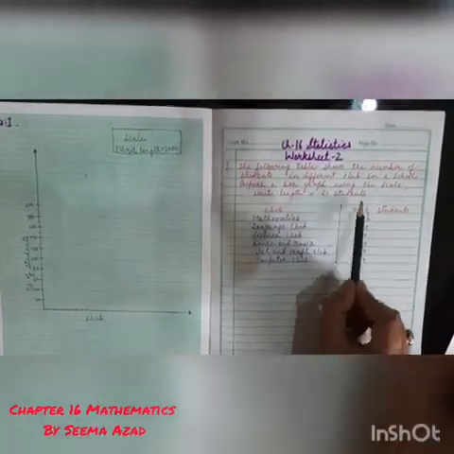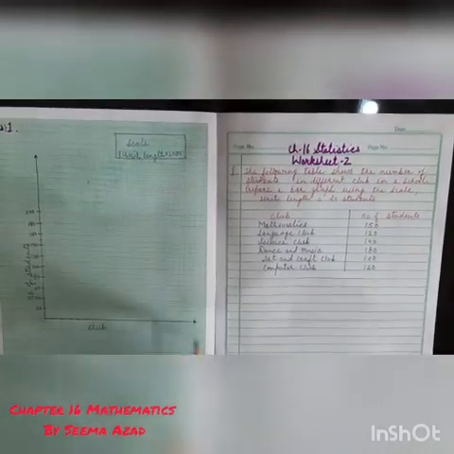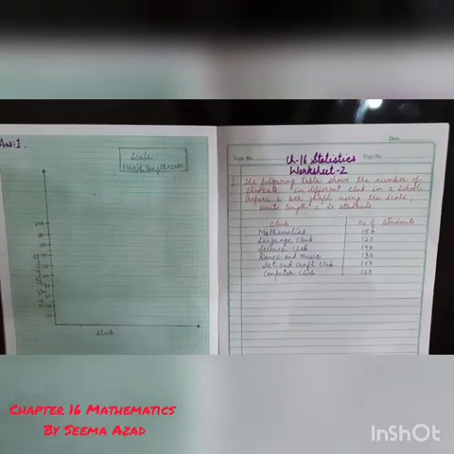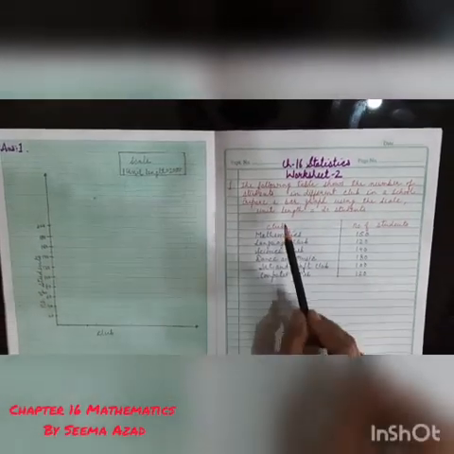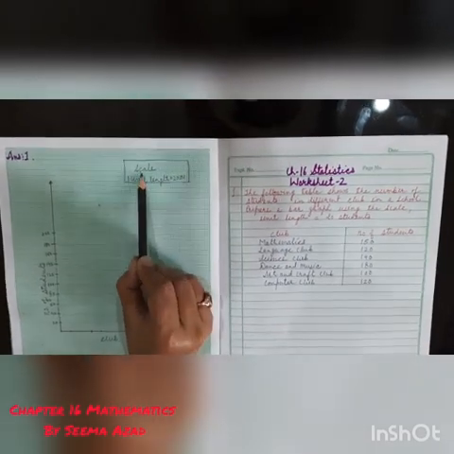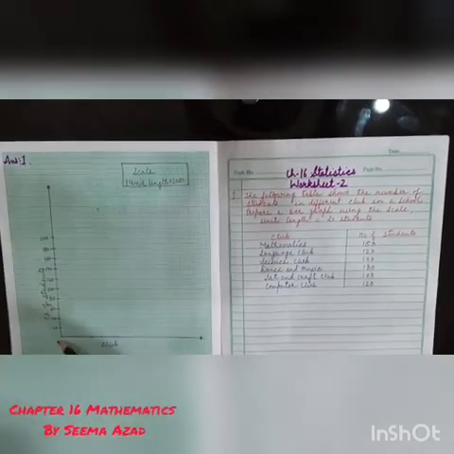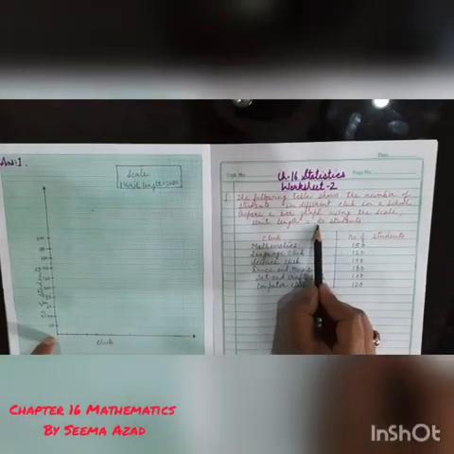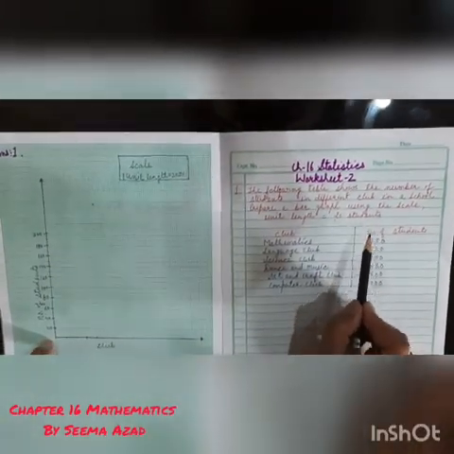Unit length 20 students. First of all, whenever we draw a bar graph, we have to take a specific scale. Here, first of all, we will write the scale at this corner. 1 unit represents how many students? The scale is given to us, that is 20 students.